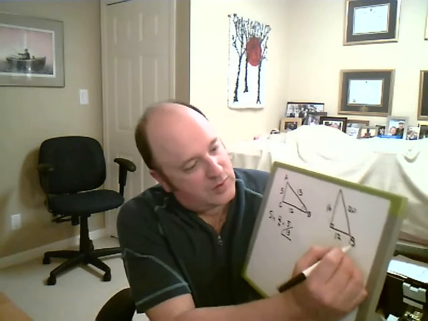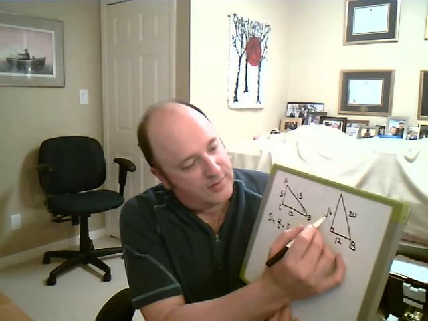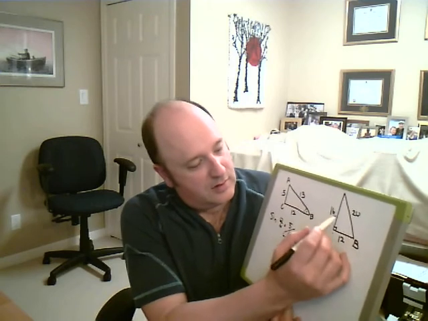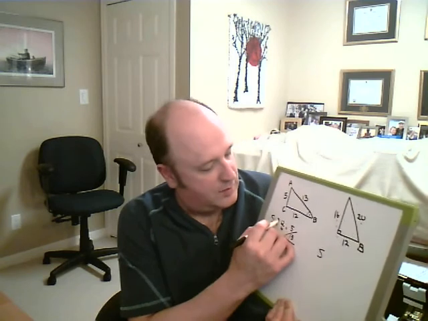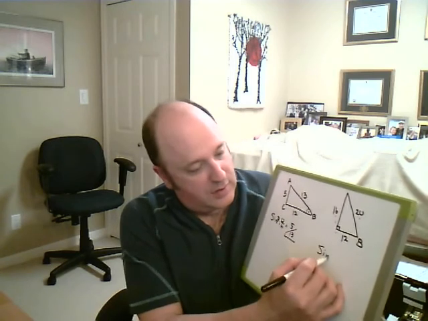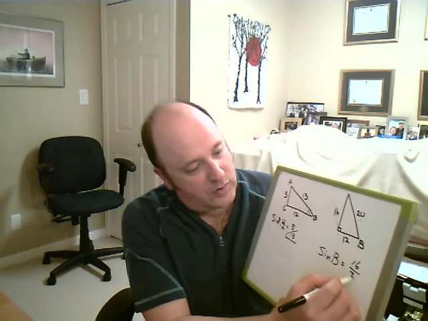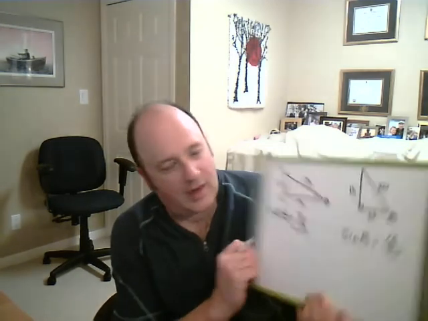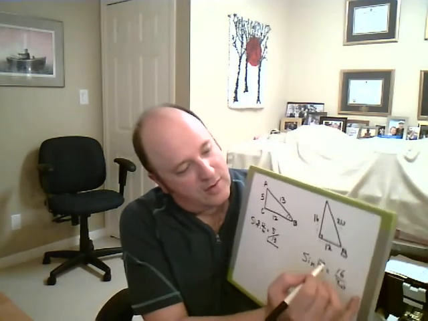But if I said this was B over here and I asked you for the sine of B, well, I would have 16, the opposite, divided by the hypotenuse, 20, right? So this is sine B, and this angle would be 16 over 20, right? 0.8, I think.